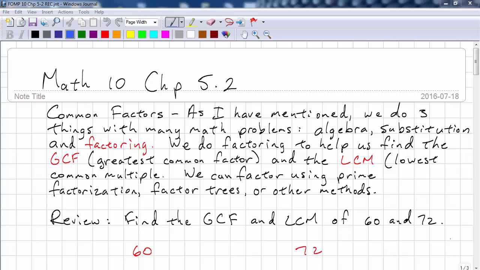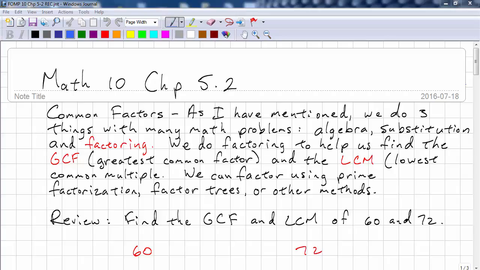This is Foundations of Math and Pre-Calculus 10. We're looking at Chapter 5.2 and Common Factors. And as I've mentioned, we do three things with many math problems. First is algebra, second is substitution, and third is factoring. We do factoring to help us find the greatest common factor and the lowest common multiple. So that's GCF and LCM.